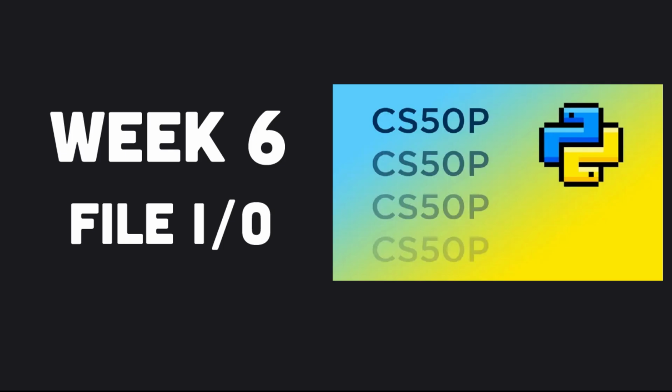Here are your key takeaways for week 6. First, always use with open instead of manual close. Second, use append mode to add data without losing old data. Third, CSV files are great for structured data. Fourth, DictReader and DictWriter make CSV work much cleaner. Fifth, rstrip removes new line characters from your string. And finally, FileIO gives your programs long-term memory.